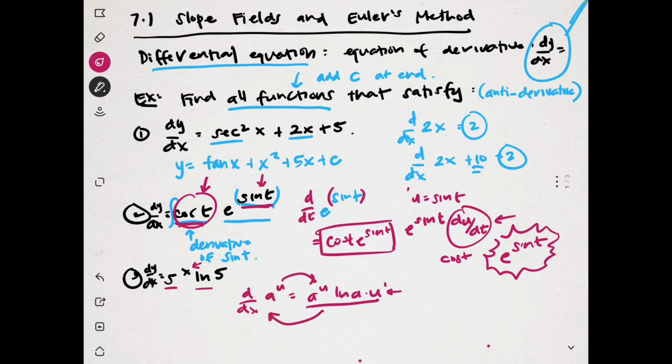So you probably want to write this down. The antiderivative of a to the u ln a u prime, remember that's just the chain part. We only use it if we have something other than x in our exponent. That's just going to be equal to a to the u. Okay, so for this case, it's just going to be 5 to the x.